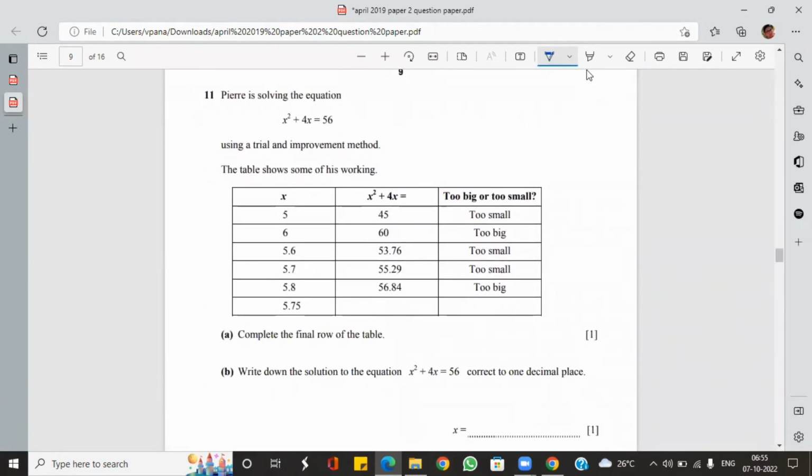Okay. Perry is solving the equation x square plus 4x is equal to 56, using a trial and improvement method. The table shows some of his working. Complete the row of the table. So we just put the value in this x square plus 4x. The value we are putting is 5.75. So 5.75 square plus 4 times 5.75. Let us put this in the calculator.